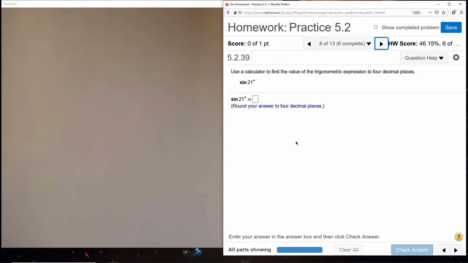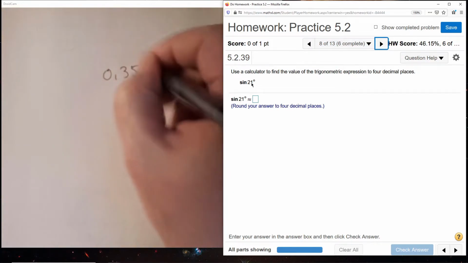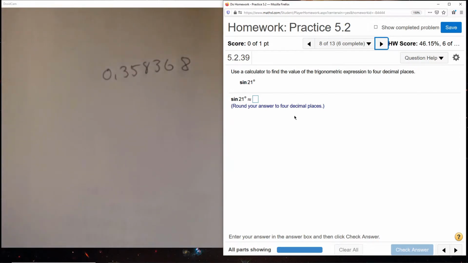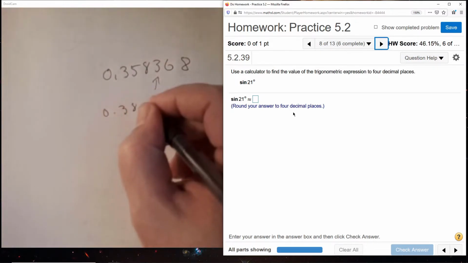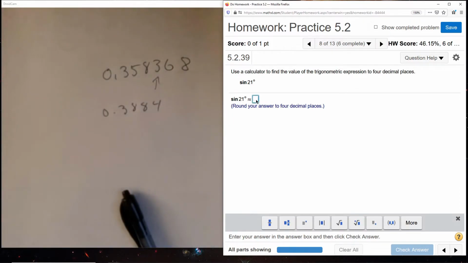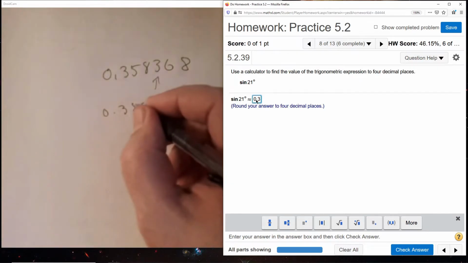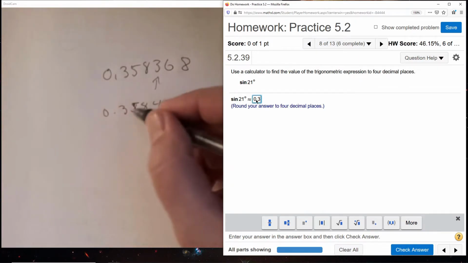So let's check out this one. Use a calculator. Now, what are these going to be testing? Make sure you know how to put your calculator into the right mode. So we have degrees. So I'm going to hit my mode button and scroll down to where it says angle and change that to degree. And now I will hit the sine button and hit 21 in there and see what I get. I'm just going to write out what I'm seeing here. 0.358368. And my math lab wants 4 decimal places. So we're looking at the 3. 6 will round that up. Oops, I saw the 8, thought my hand would write that 5 there, but it didn't.